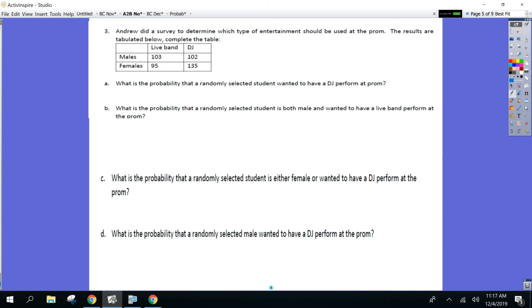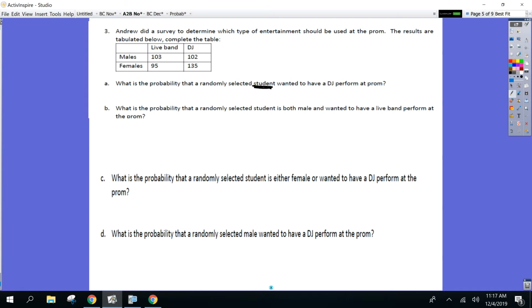The only thing they didn't do for you is what? Yeah, there's no total column. So sad, seniors. They didn't put a total column. Randomly selected student, so we're going out of everybody, wanted to have a DJ at the prom. So you're going to have to do your own totals here.